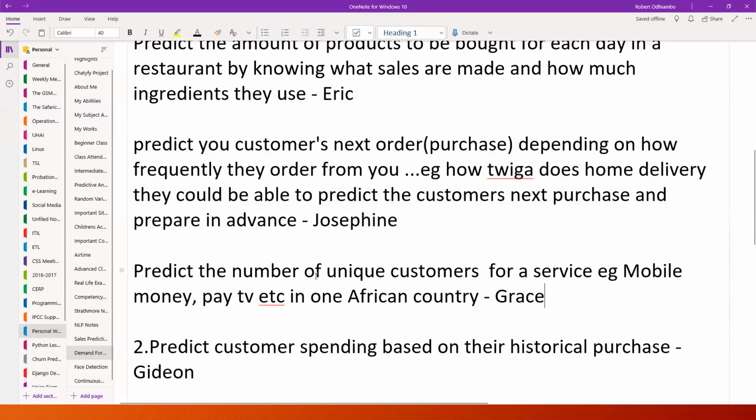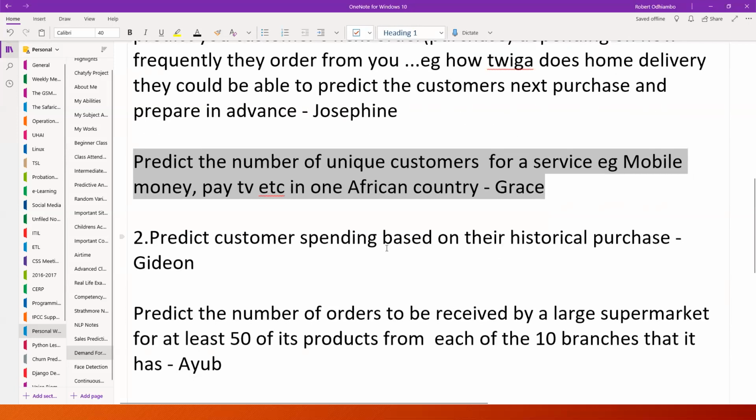Predict the number of unique customers for a service, e.g. mobile money, pay TV. This is really nice. That came from Grace. Grace, do you want to expound further? Yeah, because when you do a prediction, and you see that there'll be an increase in number of unique customers, then you can scale up your infrastructure so that in case the customers increase, you won't be overwhelmed. Or if you see that there's going to be a reduction, then maybe you can start driving customer retention or winning back customers through marketing and such.